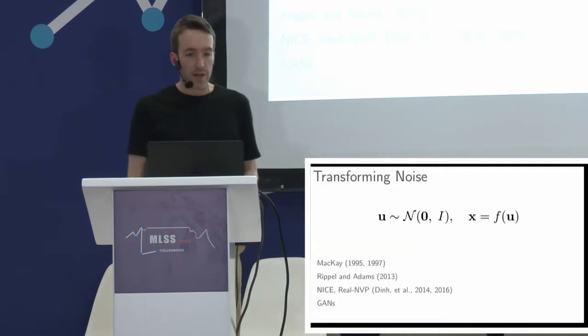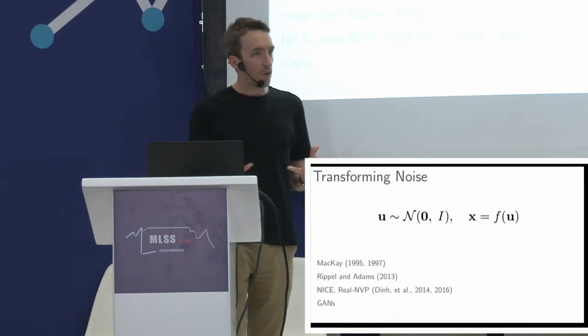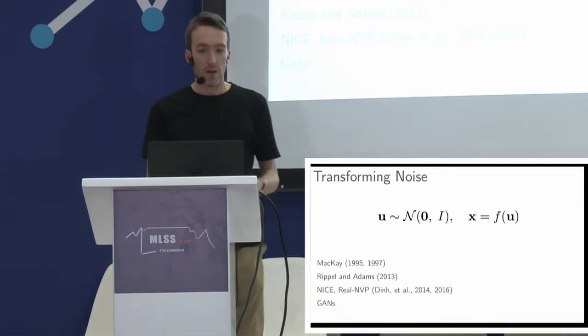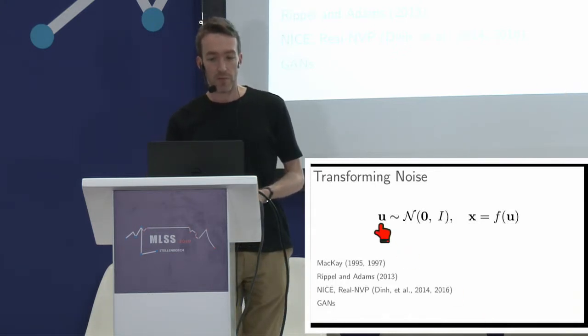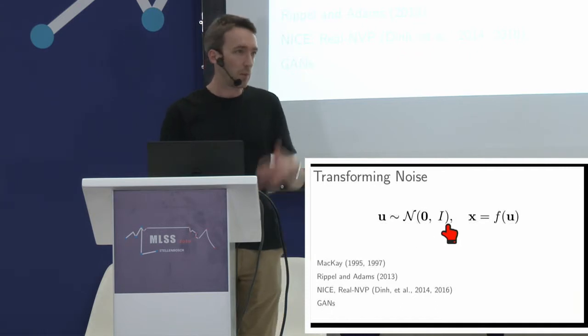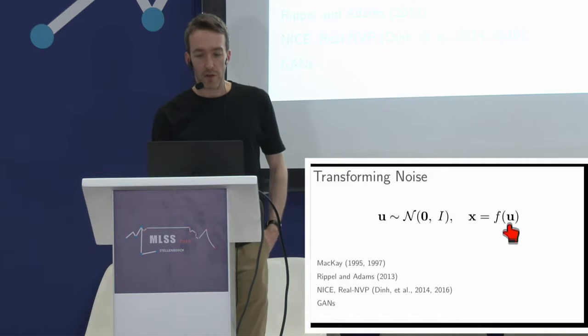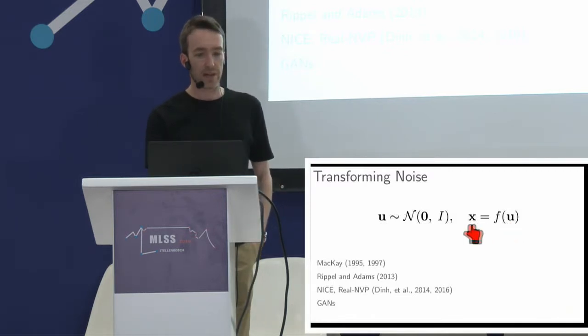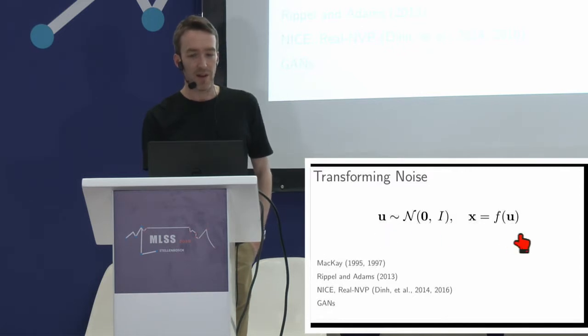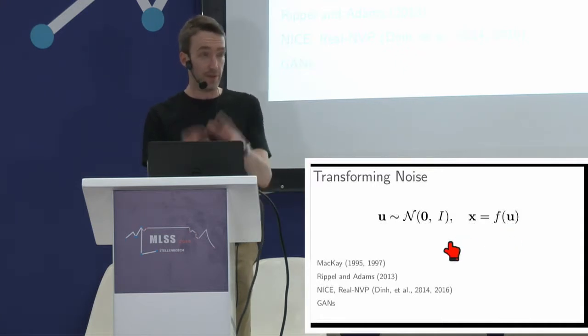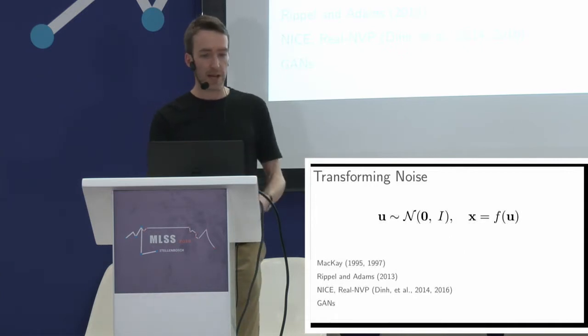So the core of the idea is that we're going to transform noise. Just like a GAN does, we're going to draw some random numbers from some simple distribution. We may as well pick a Gaussian. And then we're going to apply some function to that noise, and that's going to be our model of our data. So it's sort of a latent variable model. We've got some latent variables, and our data depends on those variables in a deterministic way. And models of the form I've said so far go way, way back.